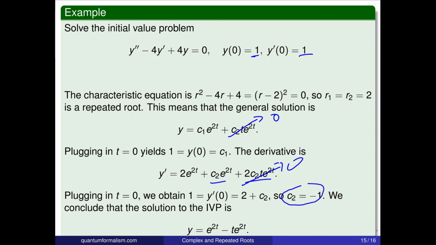And so finally, we just plug in those values back into the general solution. So we get y is equal to e to the 2t minus t e to the 2t.